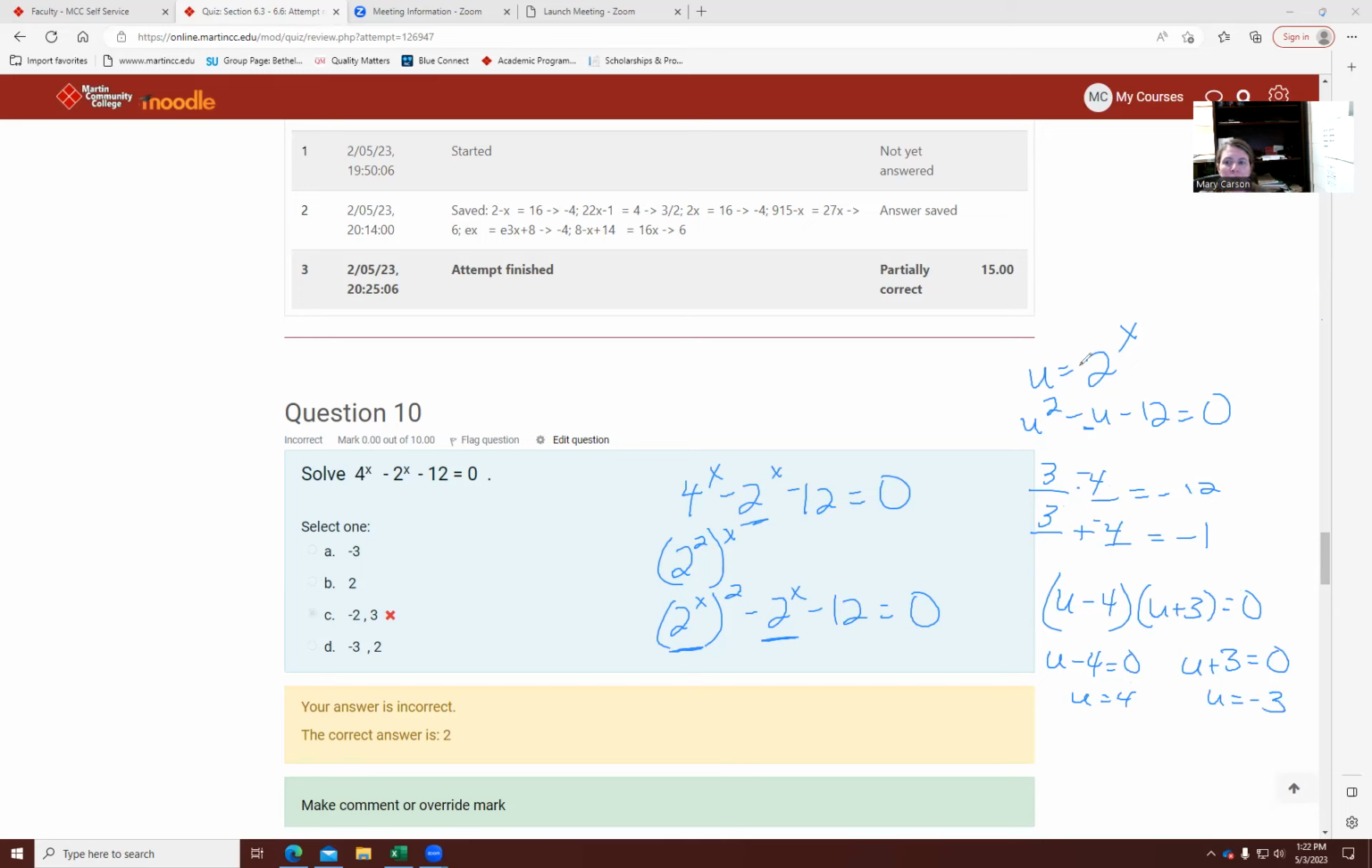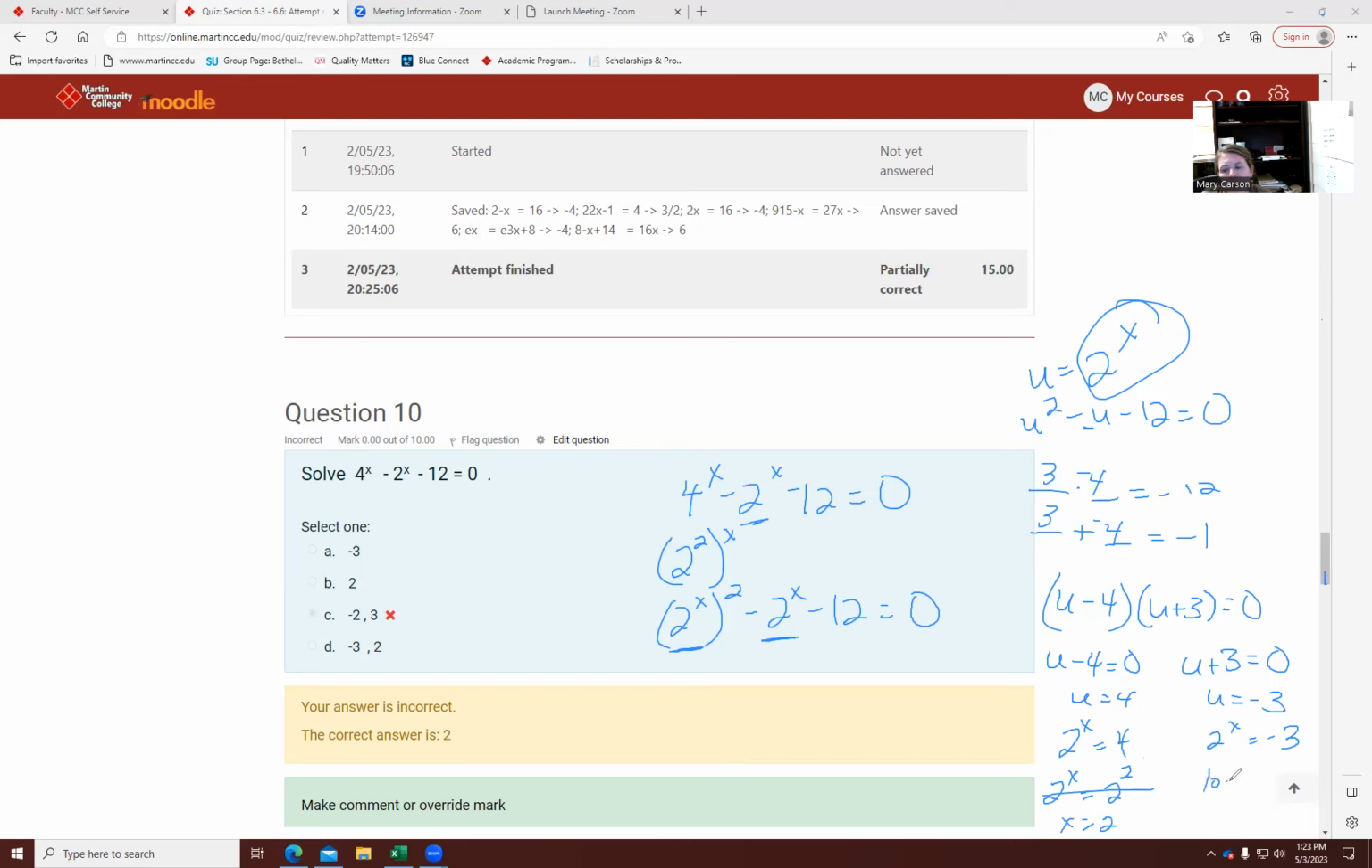And then the last thing I would do is substitute that back in. So 2 to the power x equals 4, and 2 to the power x equals -3. And now how do I solve this? This will be 2 to the x equals 2 squared, right? And those cancel, so you get x equals 2.